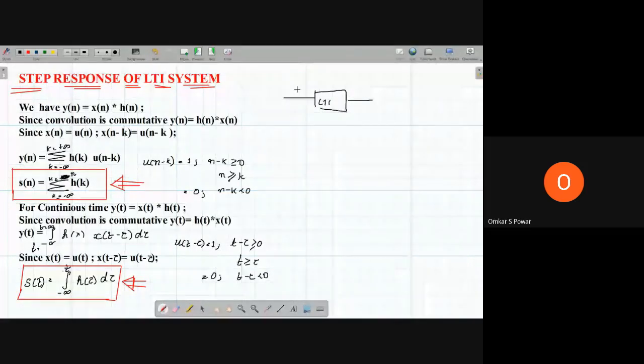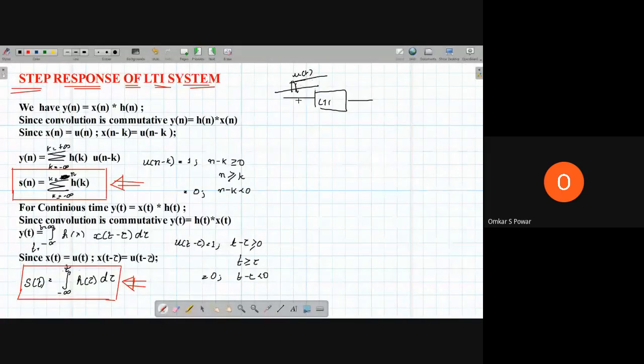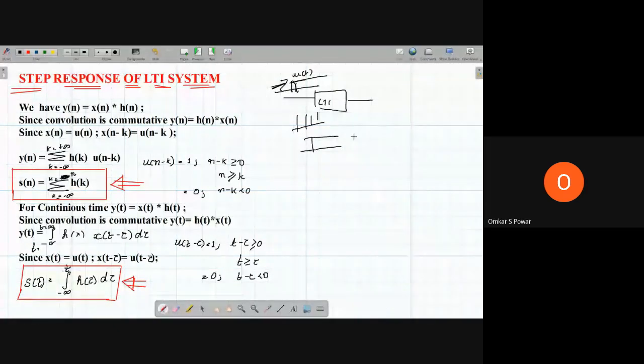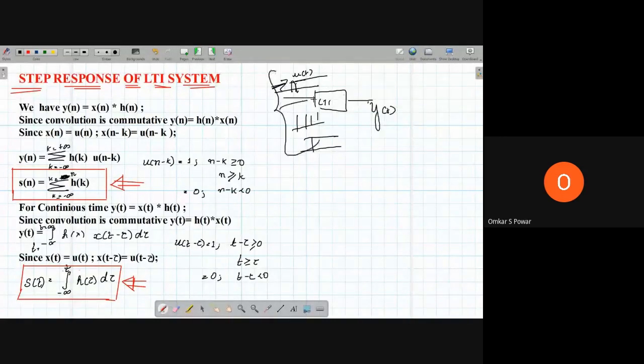So this is your step u of t, or u of n. U of n will be like this. Okay. So what is the response for this signal? For this step, what is your output? That is called the step response of a LTI system. So please concentrate here so that it will be helpful in solving the problems.